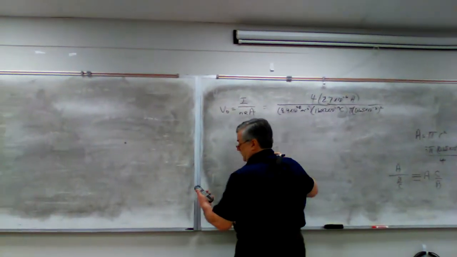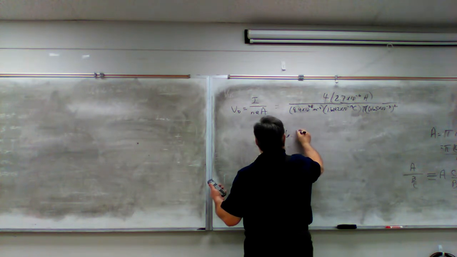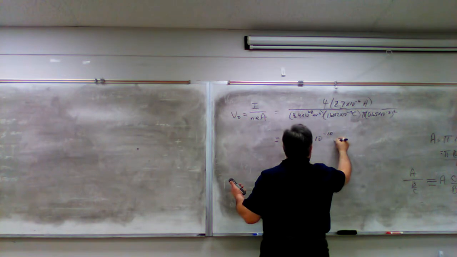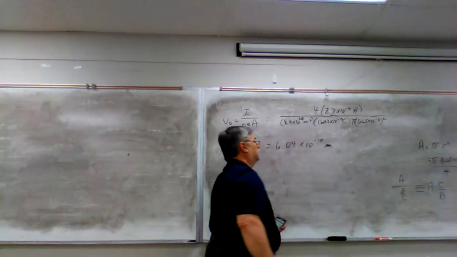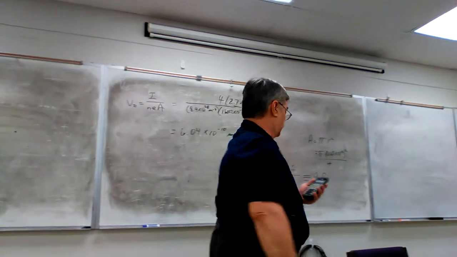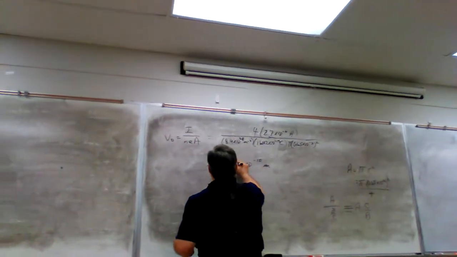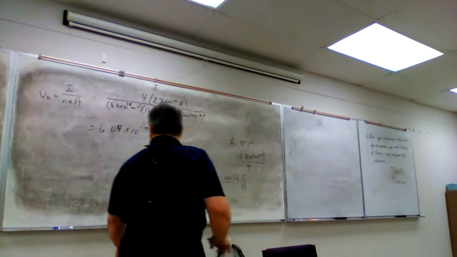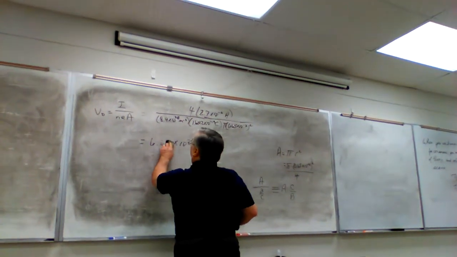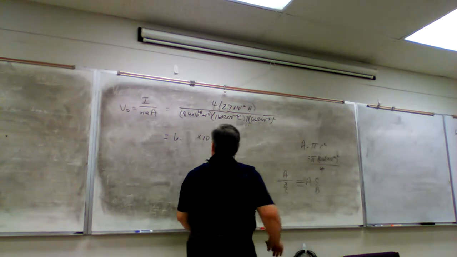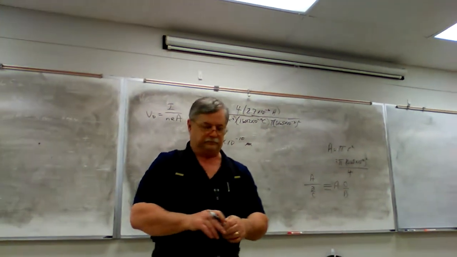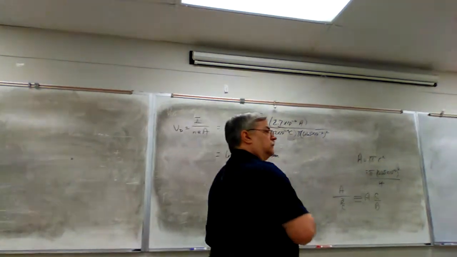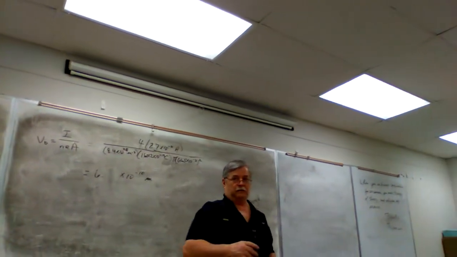Somebody call out an answer. Yeah, 6.045, so that would be 0.05, whatever. 6. There we go. 6 times 10 to the minus 10 meters per second.